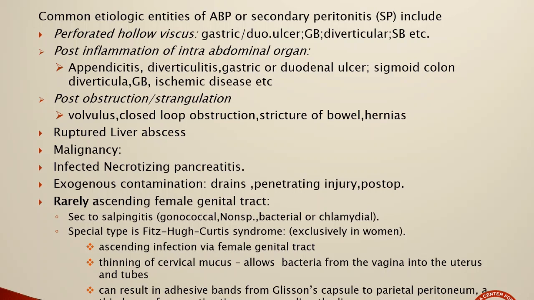Rarely, it could be an ascending female genital tract infection, or it could be secondary to salpingitis. Salpingitis, gonococcal, which is fortunately now very rare. It could be non-specific bacterial or chlamydial. But in females, there's a very special type of ascending female genital tract infection leading to what is known as Fitz-Hugh-Curtis syndrome. Now, exclusively, obviously, in females, it's an ascending infection via the female genital tract. The cervical mucus is thinned out so that it allows bacteria from the vagina into the uterus through the cervix, goes into the tubes, and can result in adhesive bands forming around the Glisson's capsule, which is the capsule around the liver, to the parietal peritoneum, a thin layer of connective tissue surrounding the liver. So that is basically what we're looking at when we're talking about the pathogenesis of a secondary bacterial peritonitis, also known as acute bacterial peritonitis.